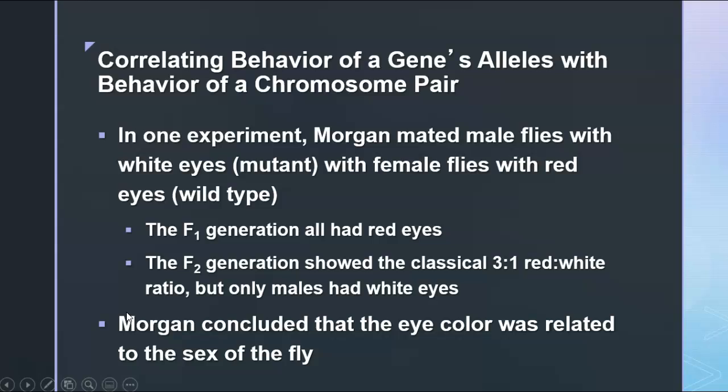He mated male flies with white eyes with female flies with red eyes. In the F1 generation, the first generation that resulted, all had red eyes. So obviously red eyes are dominant. Then when he allowed the F1s to mate together, they produced an F2 generation that showed a classical 3-to-1 red to white ratio that you would expect for a dominant recessive trait, except that the only ones with white eyes were males. No females had white eyes. That was really interesting. So he figured that maybe the eye color was related to the sex of the fly.